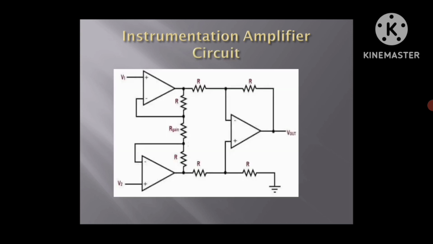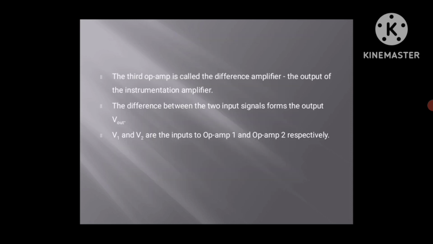This is the circuit diagram for the instrumentation amplifier using operational amplifiers, where the triangular symbol shows the operational amplifier. Here we are using three operational amplifiers. The third amplifier is called the differential amplifier, because it provides the output from the two input signals. The difference between these two input signals forms the output. V1 and V2 are inputs to operational amplifiers 1 and 2 respectively.